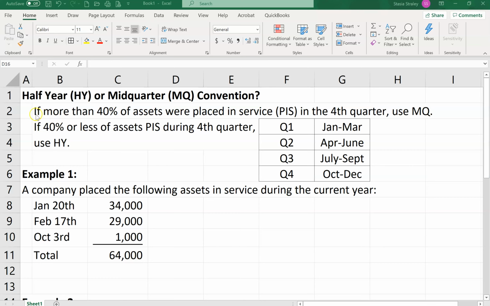So the rule is if more than 40% of your assets were placed in service during the fourth quarter, you're going to use mid-quarter. And if 40% or less of your assets were placed in service during the fourth quarter, you're going to use half year.